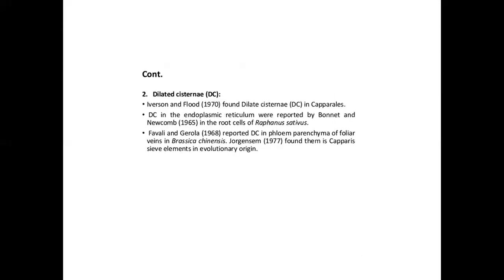Dilated cisternae. Iversen and Flood in 1970 found dilated cisternae in Capparales. Dilated cisternae in the endoplasmic reticulum were reported by Bonnett and Newcomb in 1965 in the root cells of Raphanus sativus. Favali and Gerola in 1968 reported dilated cisternae in phloem parenchyma of foliar veins in Brassica chinensis. Johnson in 1977 found them in Capparis sieve elements, indicating evolutionary origin.